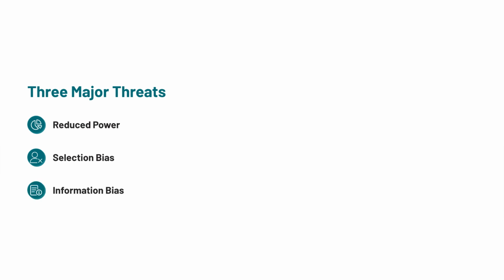Missing data is a huge threat to a trial's internal validity. It can compromise how confidently we interpret results. It comes down to three major threats: reduced statistical power, selection bias, and information bias. So let's go through them one at a time.